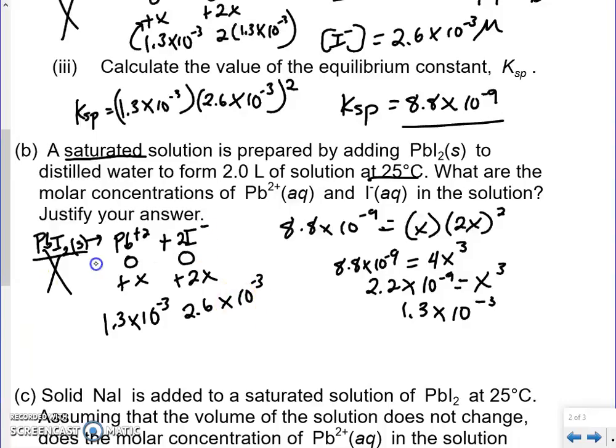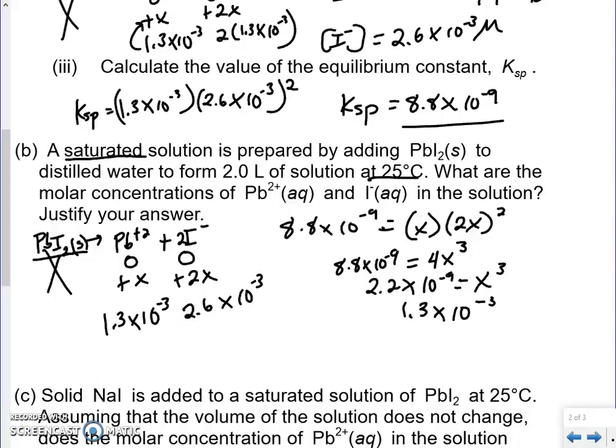So you could answer it by going through and doing the math, or you could answer it through the logic that just because there's more water doesn't affect where equilibrium occurs. Our molarity is going to be the same because Ksp is the same because temperature's the same. So our molarities are going to be the same value as they were in the first place. They're not going to change just because we changed the volume to 2 liters versus 1 liter.